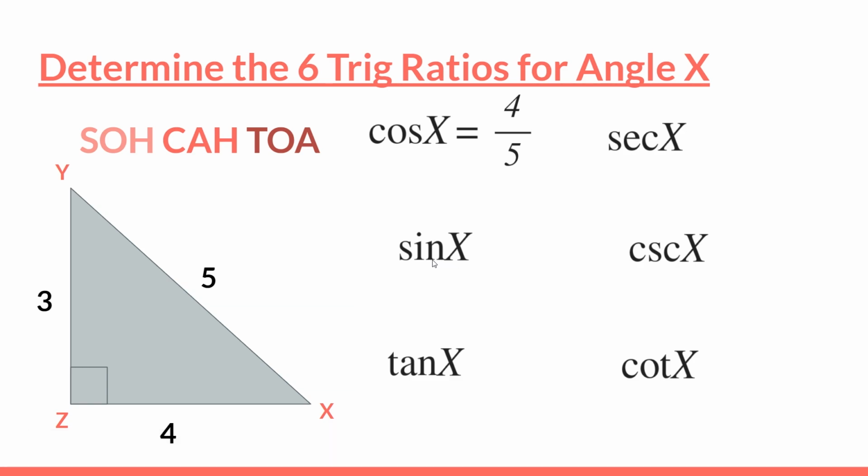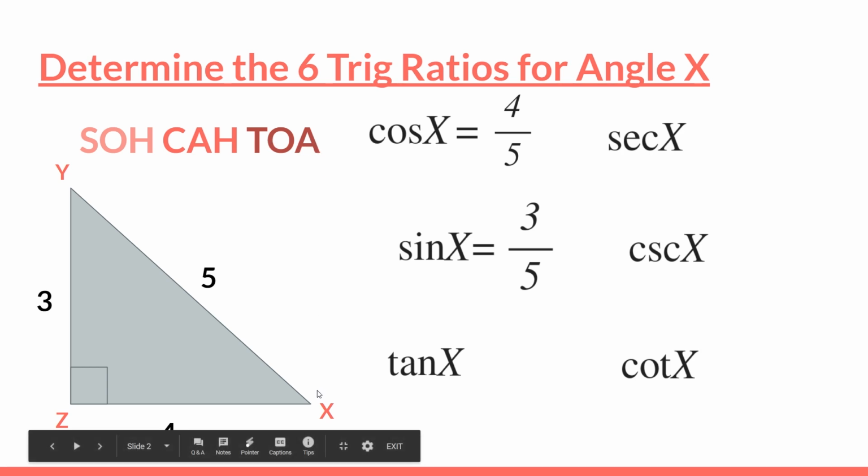Moving on to our next one, we have sine of x. And as we know, S stands for sine, and it tells us that it is opposite to hypotenuse. So that would be a 3 to 5 ratio, or 3 over 5. For our next one, we have tangent of x. T stands for tangent, so that would be opposite over adjacent. Opposite of x is 3. Adjacent of x is 4, so that would be a 3 to 4 ratio, or 3 over 4.